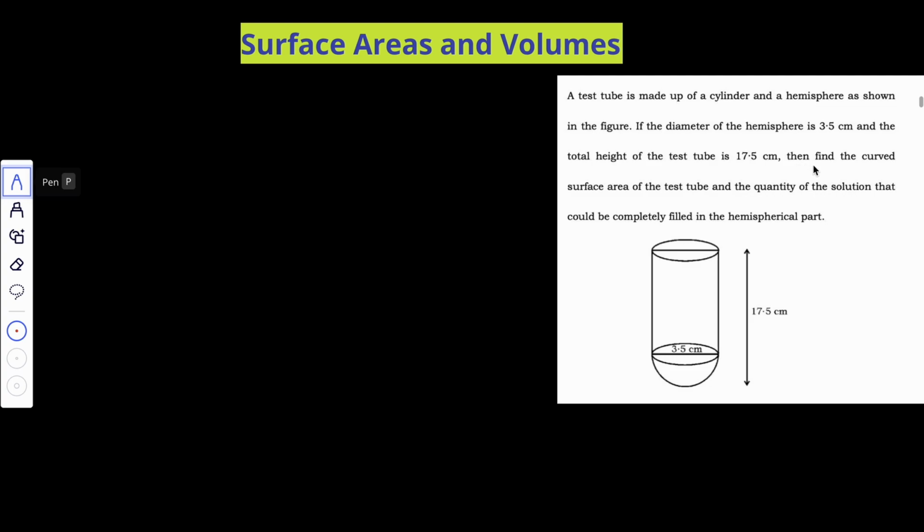17.5 centimeter. Then find the curved surface area of the test tube and the quantity of the solution that could be completely filled in the hemispherical part.